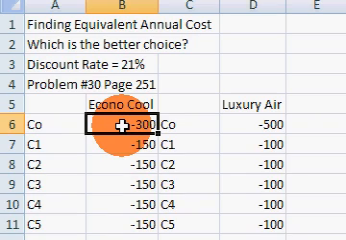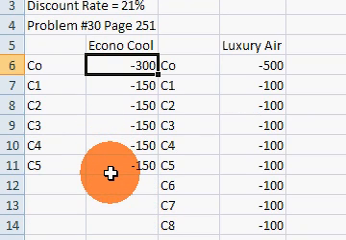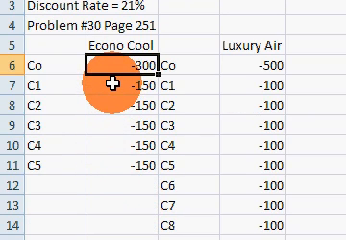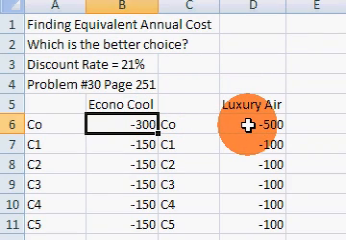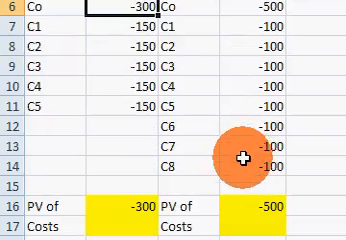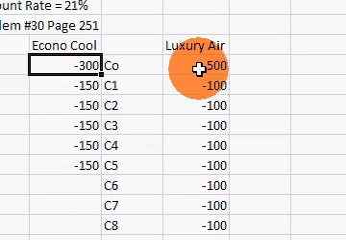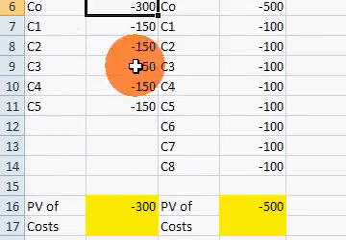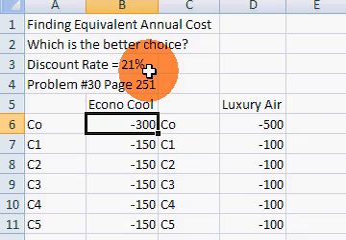But with the example on page 251 with the homework problem, we're told that there are two machines, the EconoCool and the Luxury Air. The EconoCool, although cheaper, costs $300 and lasts for 5 years, and the estimated cost at the end of each year is $150. At the end of the 5 years, you would have to buy a new machine and replace it. The Luxury Air is much more expensive. It costs $500, but has an operating cost of $100 for an 8-year time period. Again, we would have to replace it at the end of 8 years, but it's a comparison. Well, which one's actually the better deal? Which one's going to be the lower equivalent annual cost?